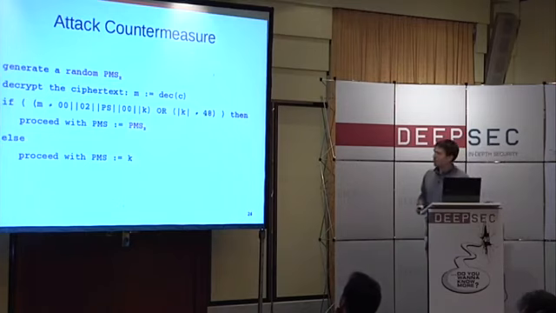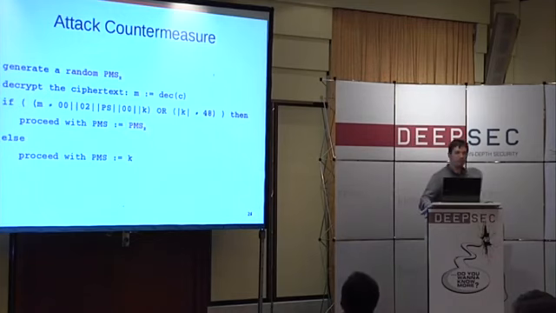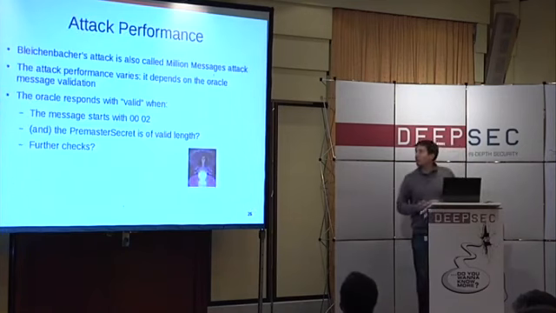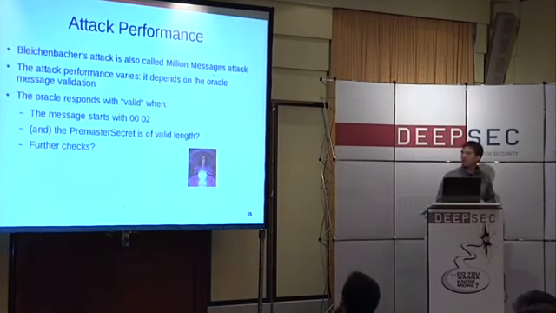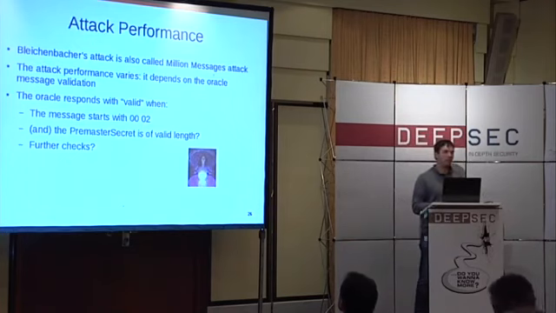This is the countermeasure: instead of returning an error, we just use a random number and we proceed with this one. Okay, let's get to the attack performance. The attack I presented now lasted about 40,000 queries. If you know Bleichenbacher's attack, it was also called the million message attack, but the attack performance varies.